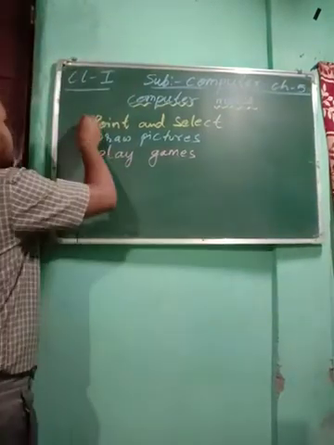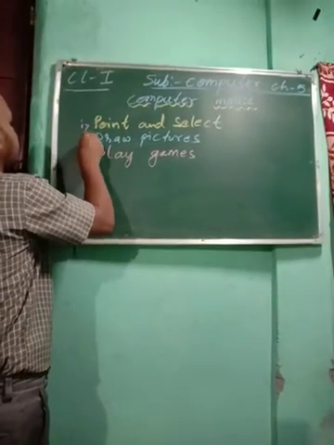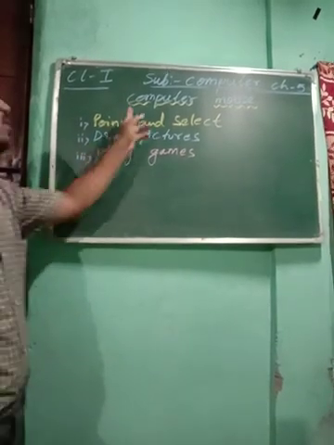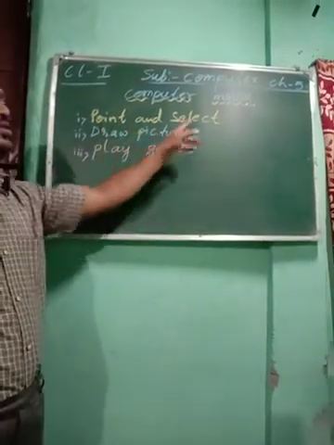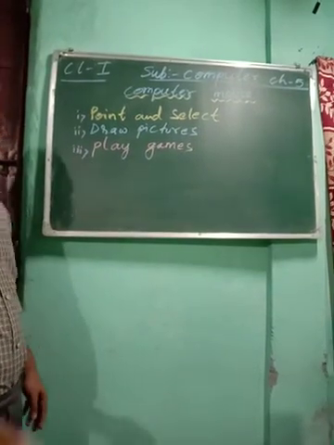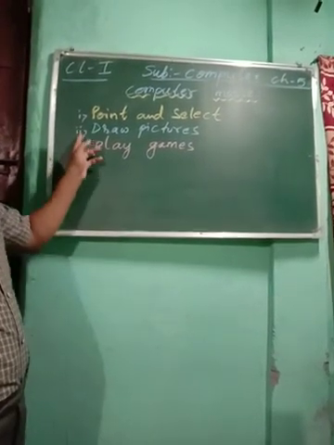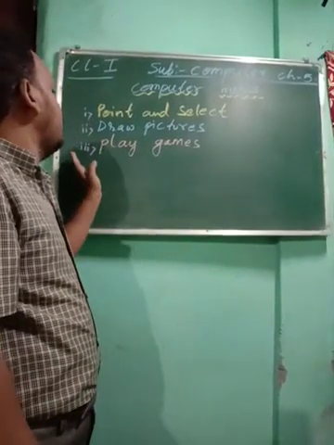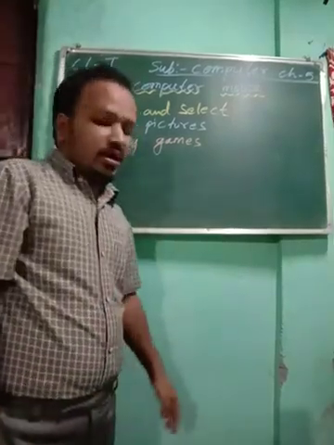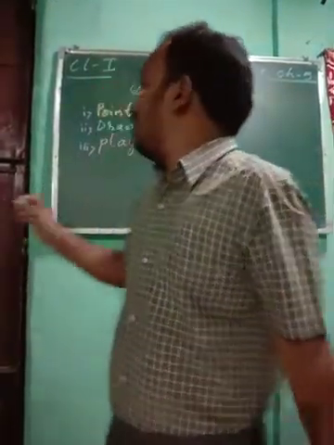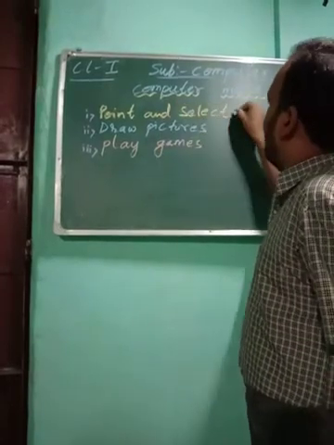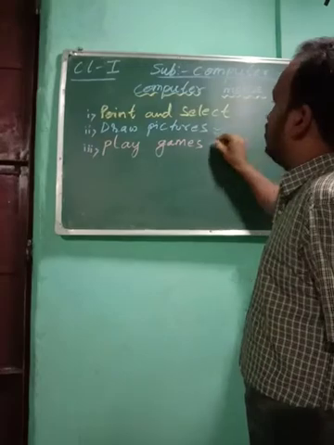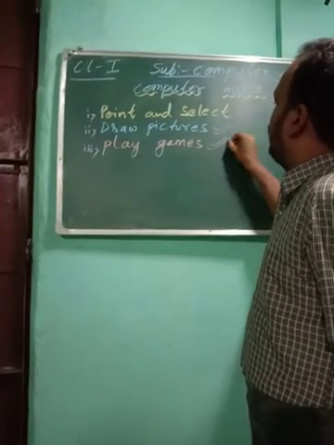So you can look here. We have learned that the computer mouse helps us to point and select the items on the computer monitor. Number 2, to draw pictures and put colors, so you can enjoy. And number 3, you have learned that you can play games. Point and select, we can do with the help of a computer mouse. Draw pictures, we can do with the help of a computer mouse. Play games, we can do with the help of a computer mouse.